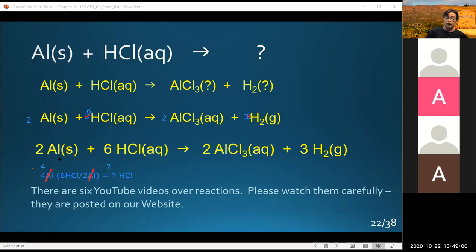I could have asked, what if I had 1,000 aluminums? Well, how many HCl's do we need? I will use the same ratio. It would be 3,000, wouldn't it? Exactly. 1,000 times 6 divided by 2. That same ratio is still there. It will never change. It is the balanced chemical equation.